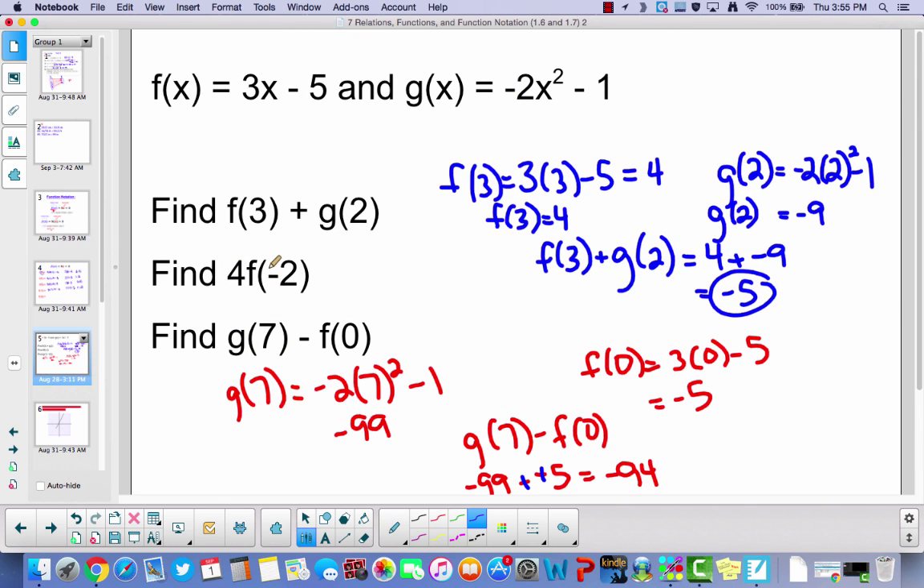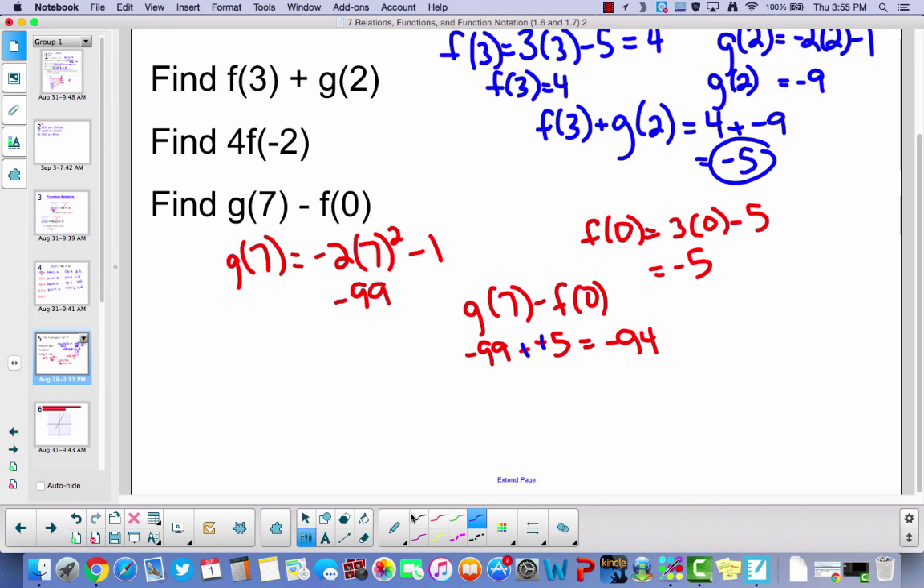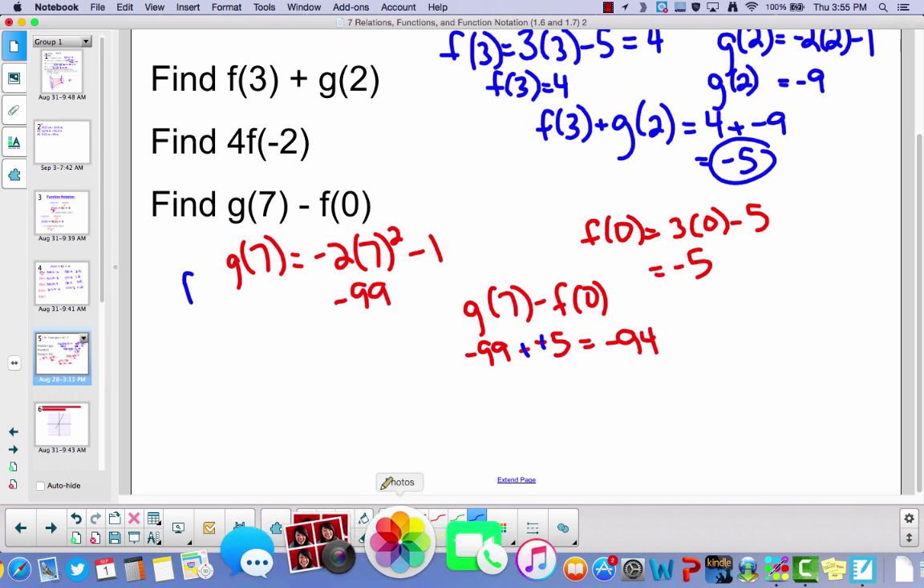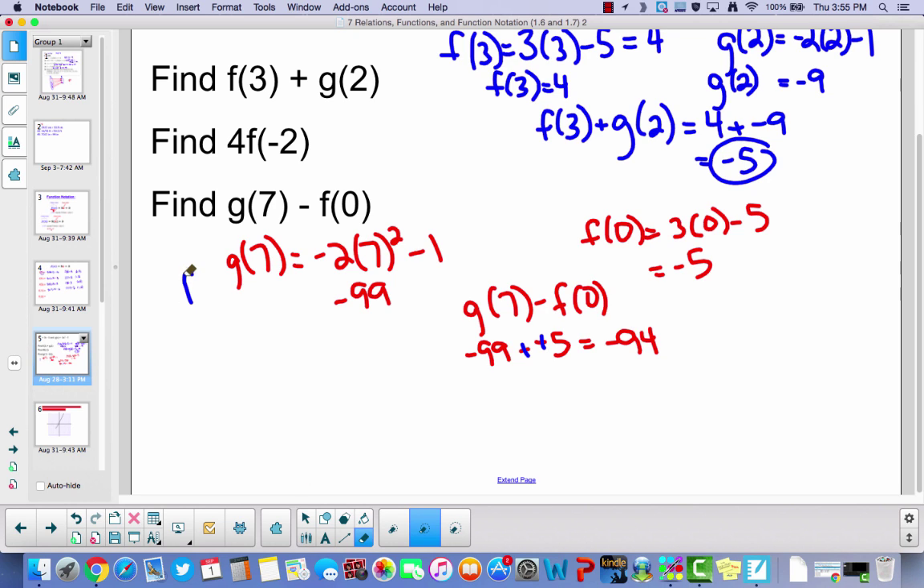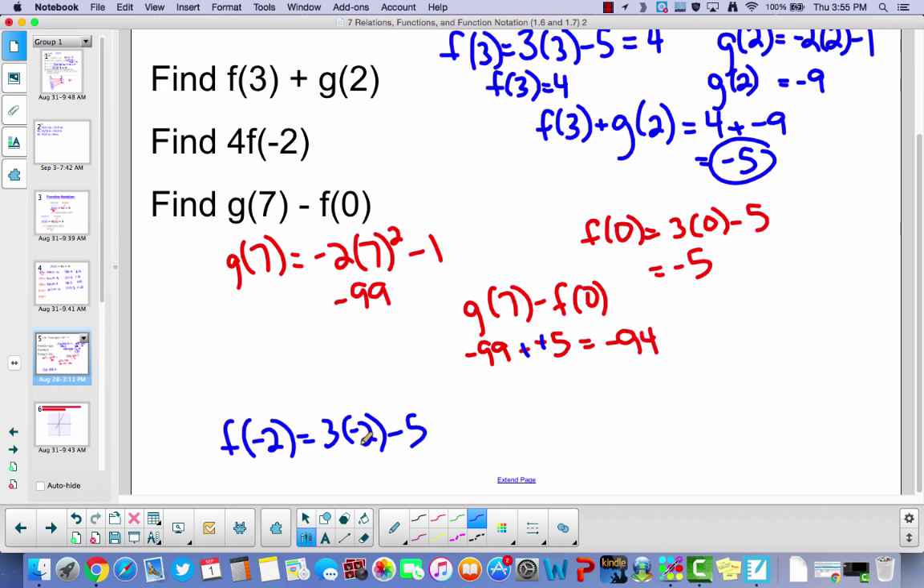Find f of negative 2. Okay, so we're going to jump down here and do that. Oops, let's come down a little bit further here. All right, so f of negative 2 says take 3 times negative 2 minus 5. 3 times negative 2 is negative 6. Negative 6 minus 5 is a negative 11. That's f of negative 2.